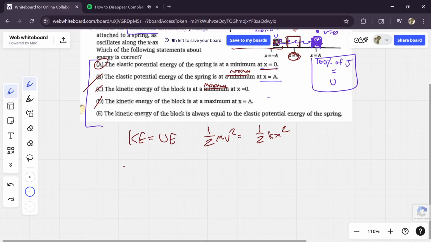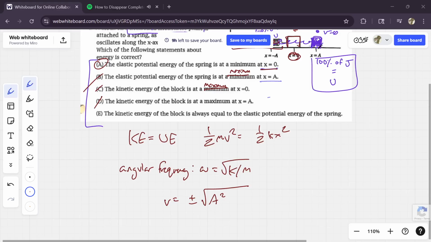But essentially, for angular frequency, we have this symbol. It's like a little curly W. And this is equal to the square root of k divided by m. And when we consider omega in the scope of velocity, velocity is equal to plus or minus omega times the square root of A squared minus x squared, where A is in reference to amplitude. So this is what our velocity is kind of equal to.